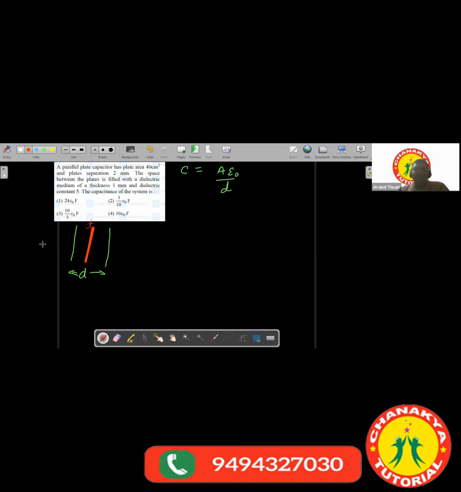Formula of new capacitance, when you have a dielectric inserted between the two plates. So here the formula is something like this. The new capacitance C dash is given by A epsilon naught over D minus T times of K.